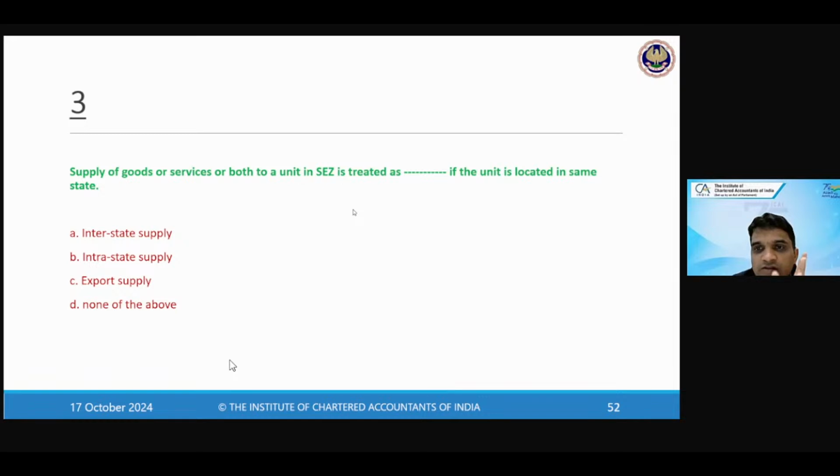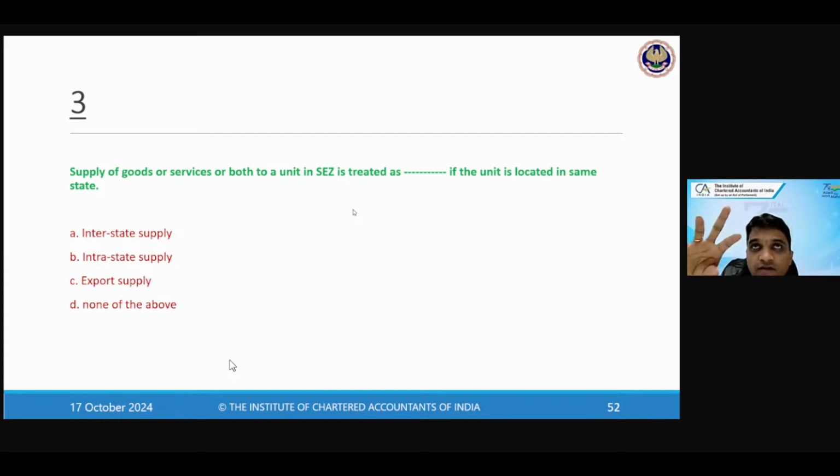This also is very confusing. It will not become zero rated supply. It will not become export supply. It will become an interstate supply because you are not supplying it from a non-SEZ to SEZ. If you are supplying it from a non-SEZ to SEZ, then it is an export supply.